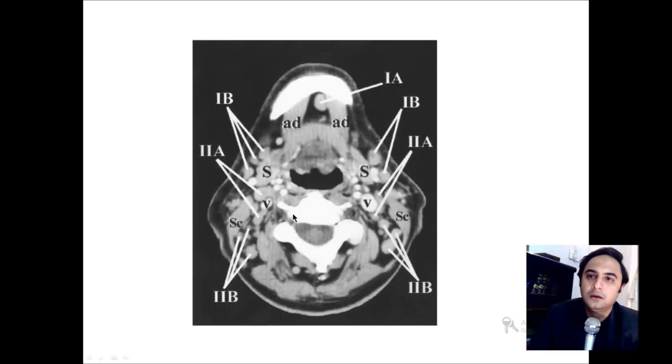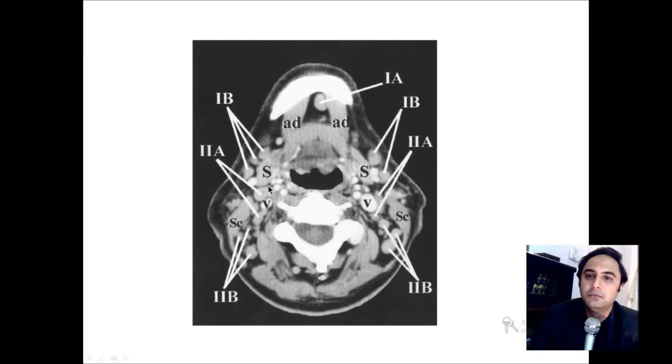Okay, now here you can appreciate, starting from level 1A, the submental level. These are the digastric bellies, anterior belly of digastrics. Here you can see a very large node again, and again at level 1B along the submandibular gland, and level 2 nodes. This is basically bilateral diffuse lymphadenopathy.